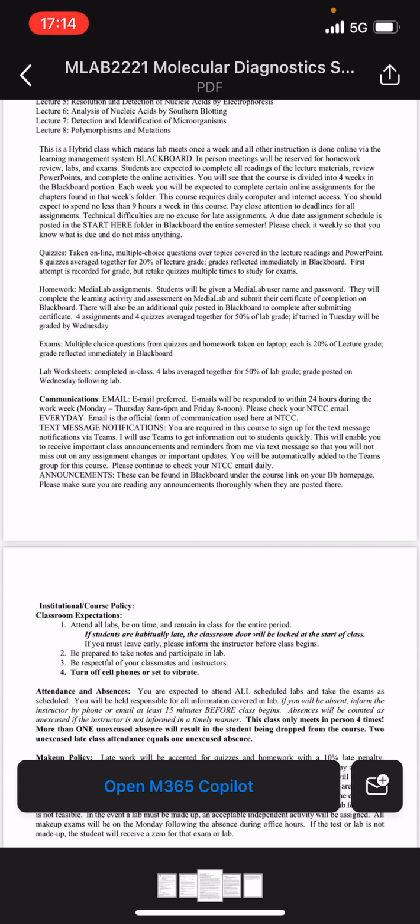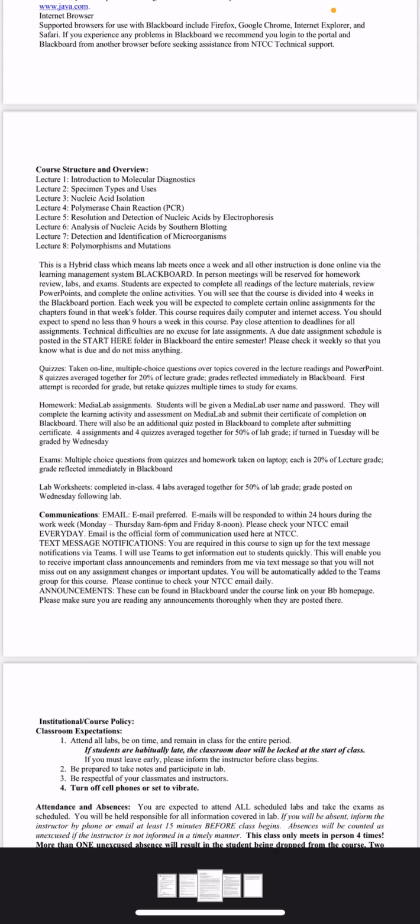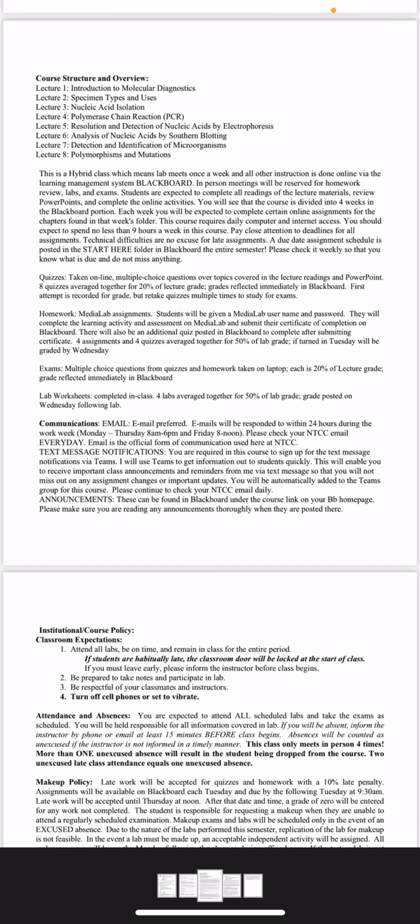When it comes to the homework grades, those will be the Media Lab assignments. Each week there will be a Media Lab, and there will also be a quiz over that Media Lab. So make sure you do the quiz over the Media Lab. I mean, it's going to be stuff that's pulled directly from questions inside the Media Lab, so you can have the Media Lab open while you're doing that quiz if you want.